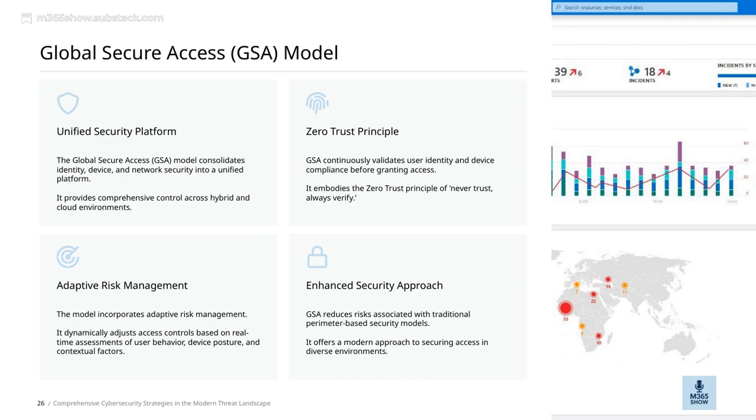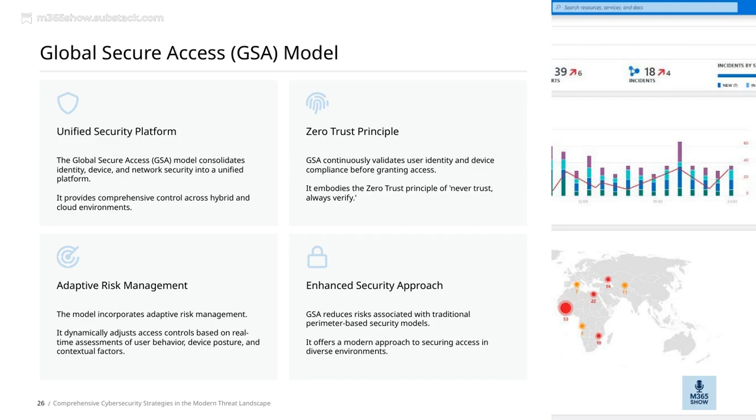What does that mean? Well, it means that access controls are not static. They dynamically adjust based on real-time assessments of user behavior, device status, and the surrounding context. So, if something suddenly looks suspicious, the system can tighten security instantly.